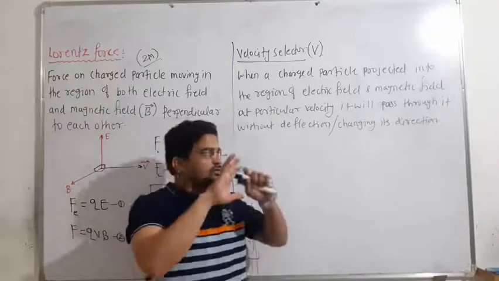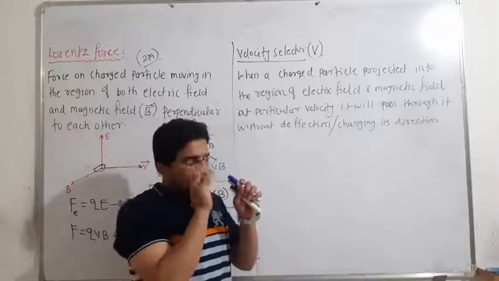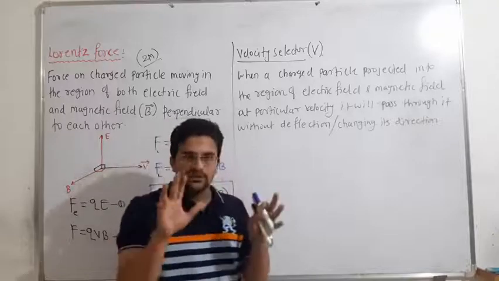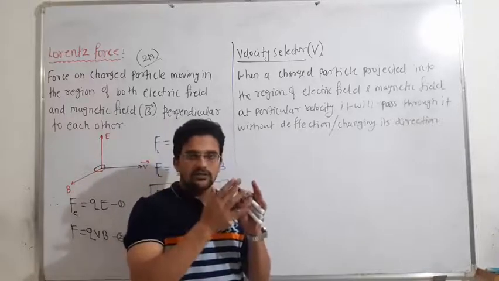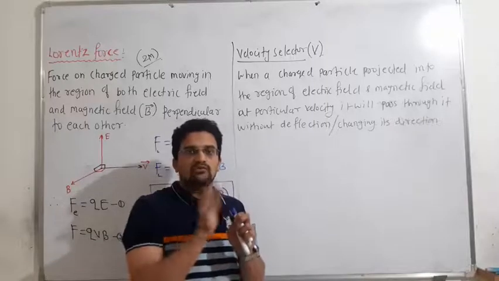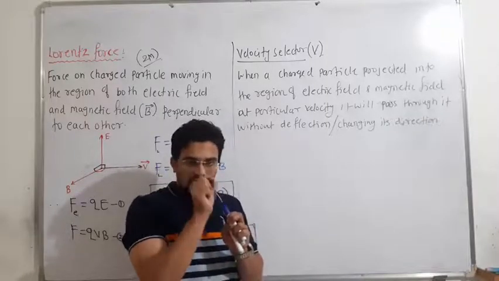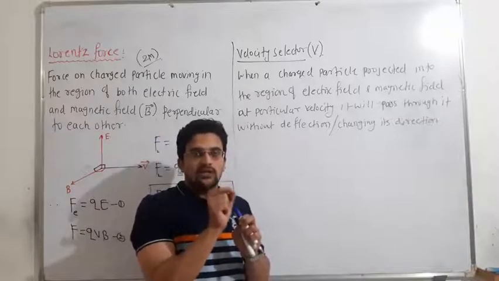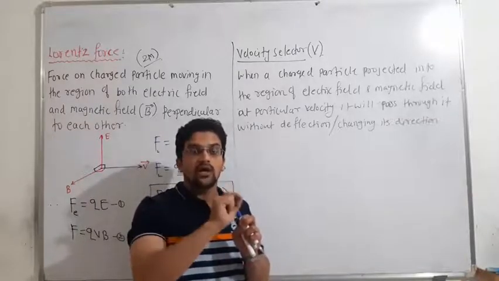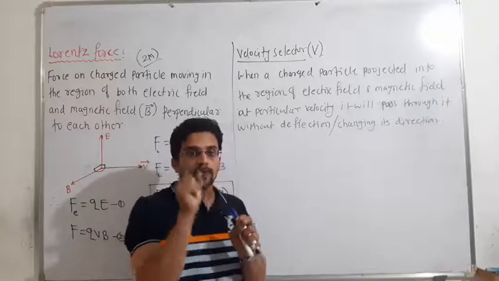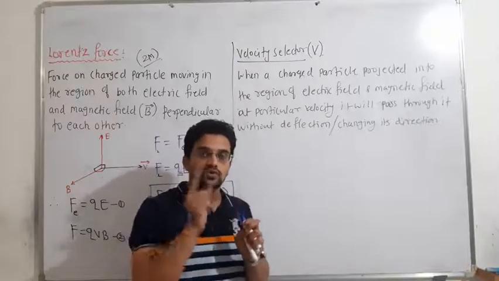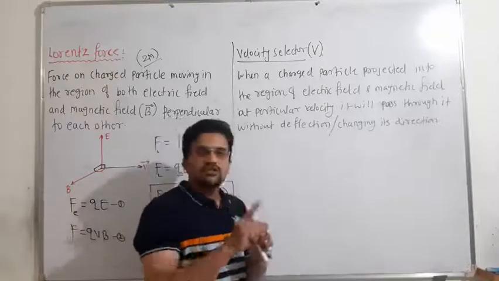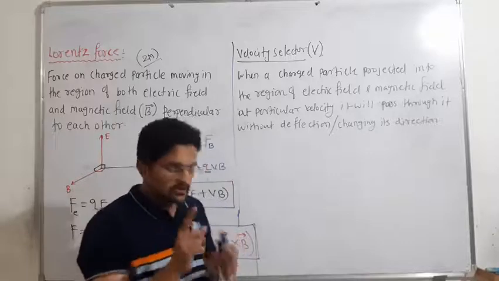So what does it mean? I already told you, but I am repeating because you should try to understand the concept. If in any region the electric field as well as the magnetic field is present, it is not always possible to deflect the charge. If you project a charged particle with a certain velocity, then that charged particle will move in a straight line, without any deviation. That means the net force, the force due to the electric field and the force due to the magnetic field, both make it zero. Both forces on that charged particle are equal.